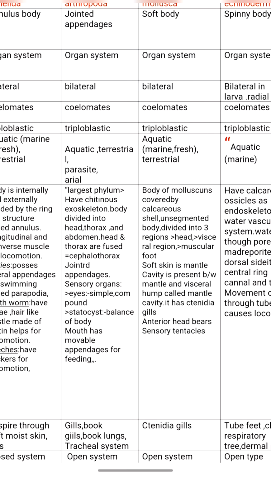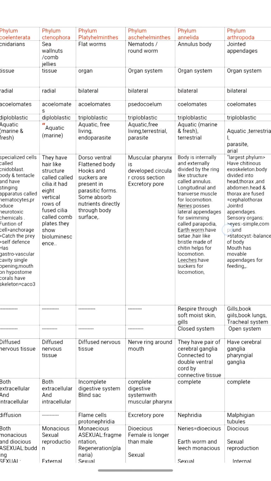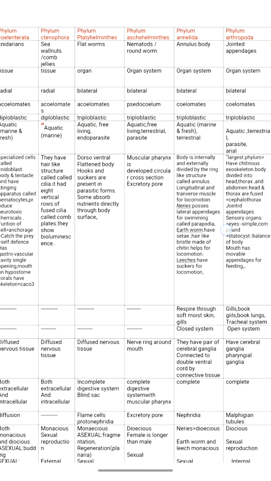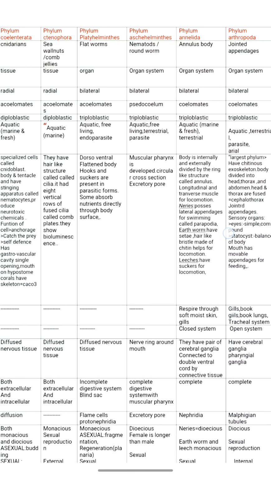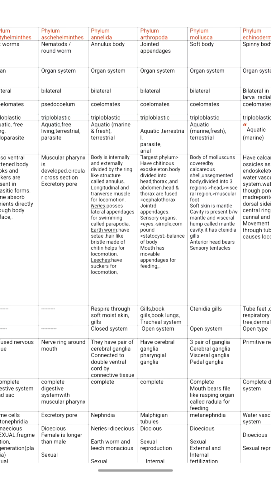Next is phylum Arthropoda. Its common name is jointed appendages. That is the key thing you should remember in that particular phylum. Organ system, and obviously bilateral symmetry. I have already said where bilateral symmetry will start: platyhelminthes. So remember that one. Bilateral symmetry starts at platyhelminthes.